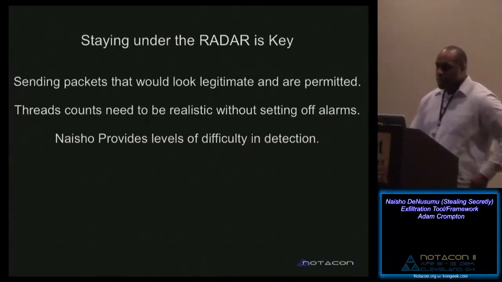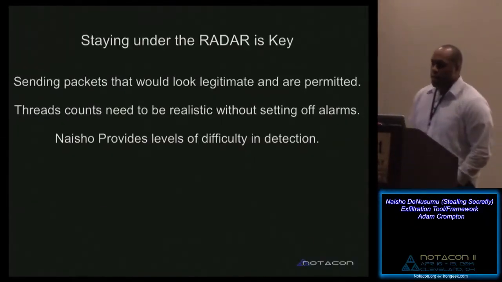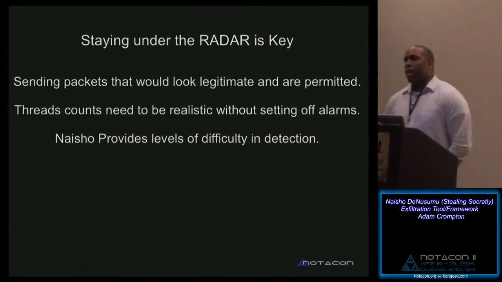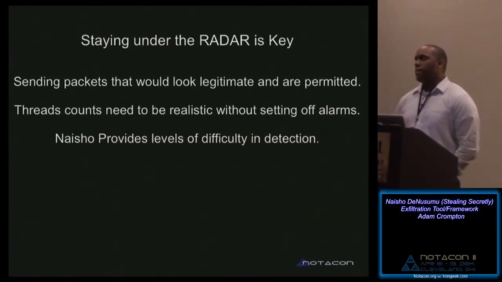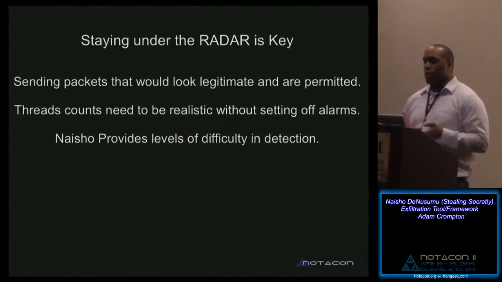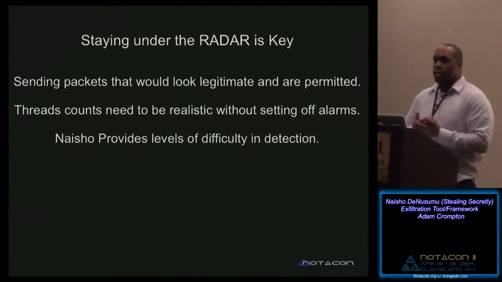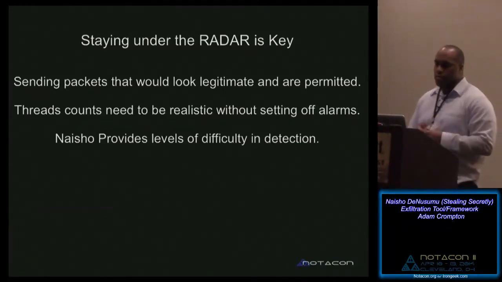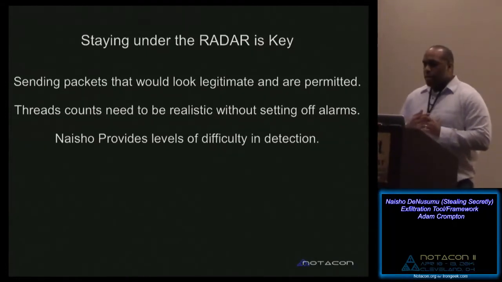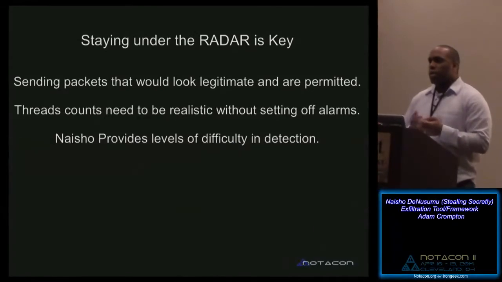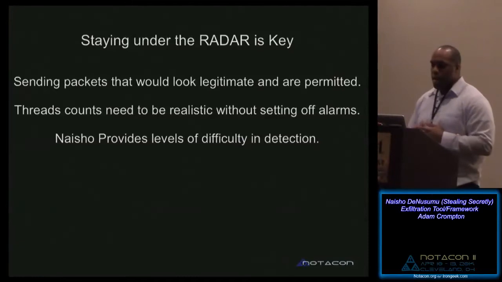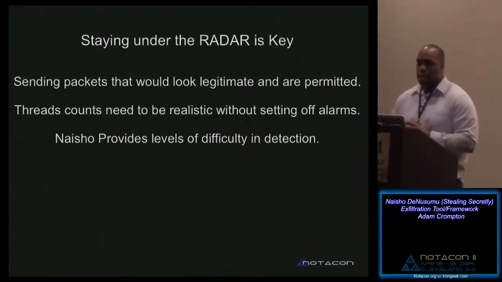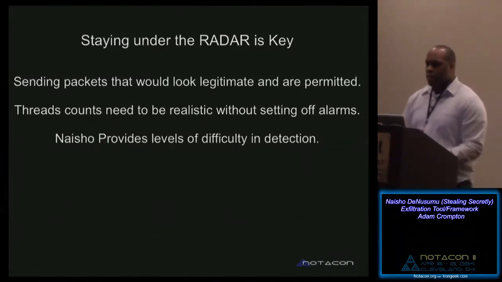Cool. So when I was thinking about this, for staying under the radar, it's about sending packets that look legitimate and are permitted. If it's blocked by the firewalls, you don't want to send packets that are being blocked and get notified by the SOC or the blue team. Thread counts need to be realistic because that pretty much sets off alarms. If you're sending 40 packets at, let's say, 1 second, you're probably going to get noticed, right? So setting the thread counts to a reasonable amount, something that looks legitimate, is pretty needed. And Naisho also provides a level of difficulty and detection too.